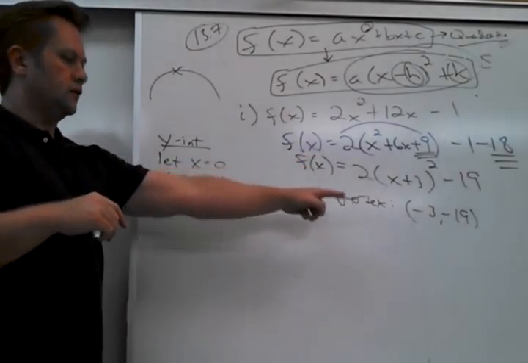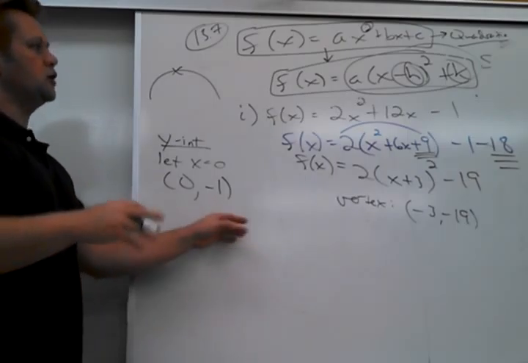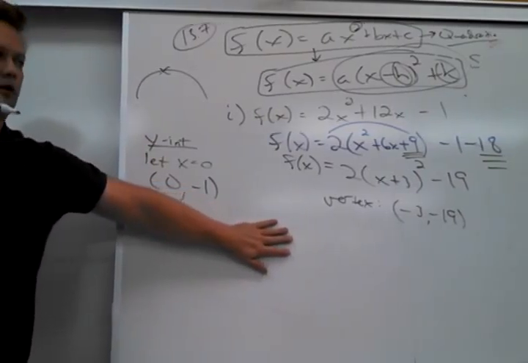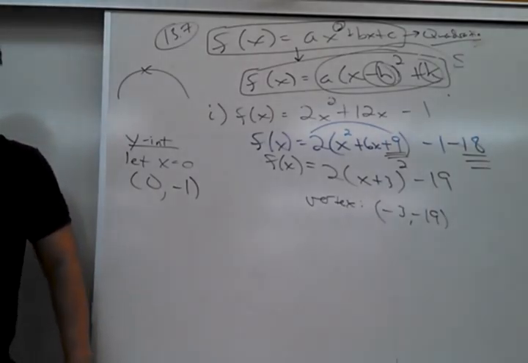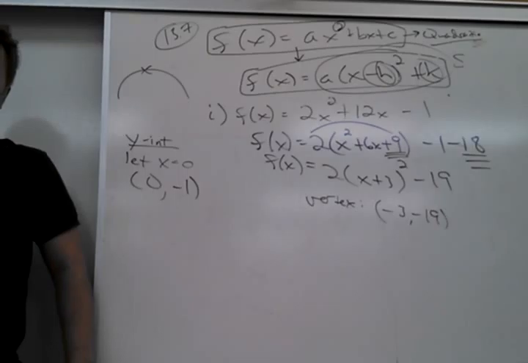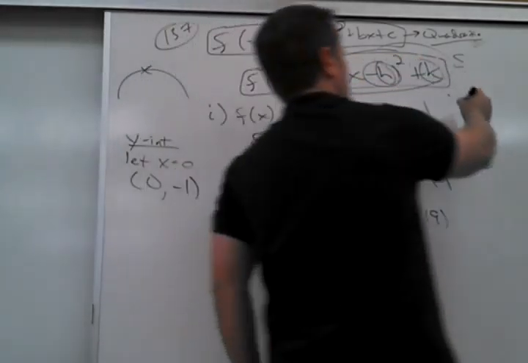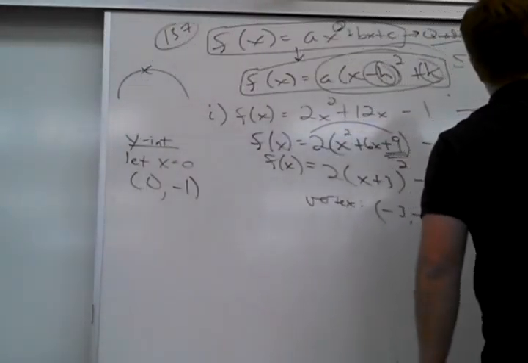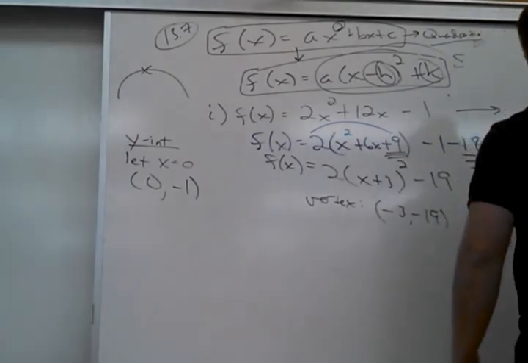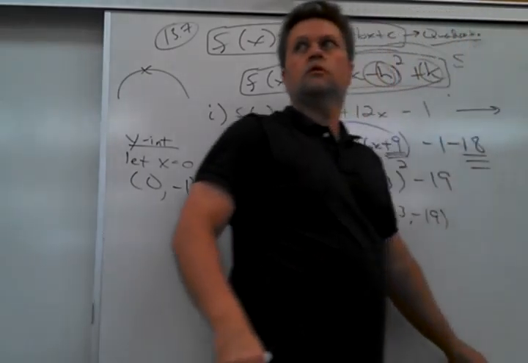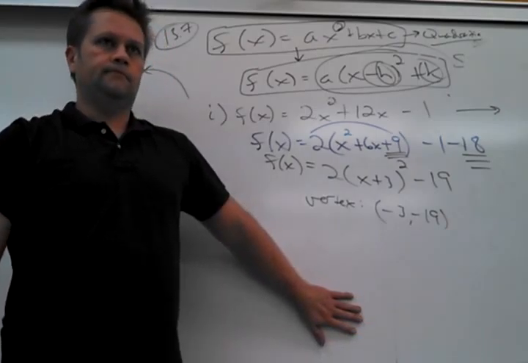All right, so now I know the vertex. I know the y-intercept. Now here comes the part you'll really, really love. You'll eat it up. How do I find the x-intercepts? Make y 0. So that'd be 0 equals this. How do I solve this equation?